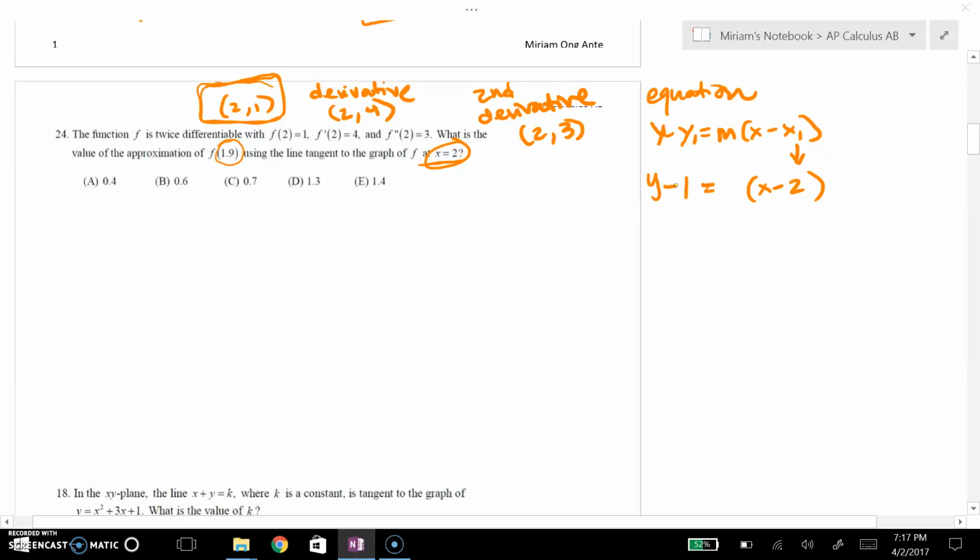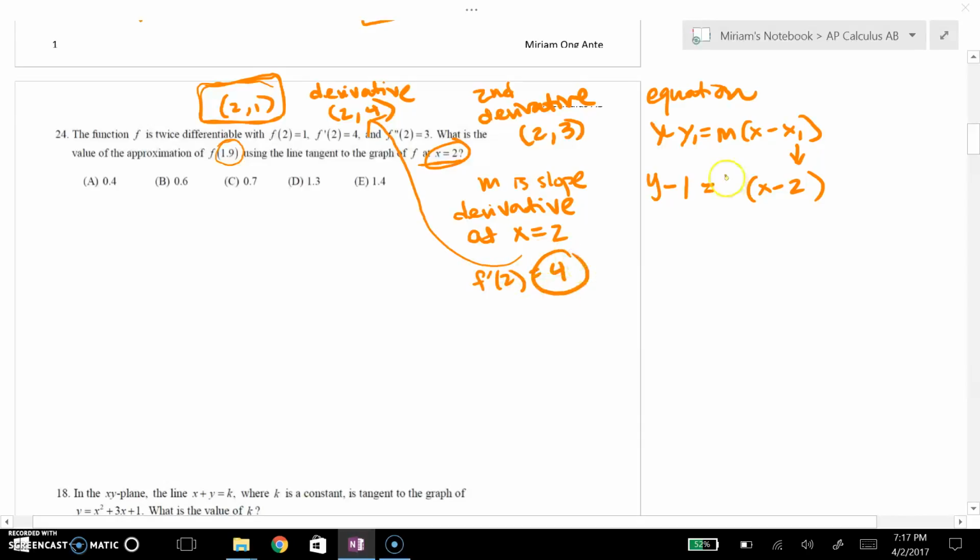Now for m, we know that m is the slope, which is the derivative at x equals 2. Well, hold up. Don't they give that to us as well? Right here. So when x equals 2, the slope is 4. And we have an equation.